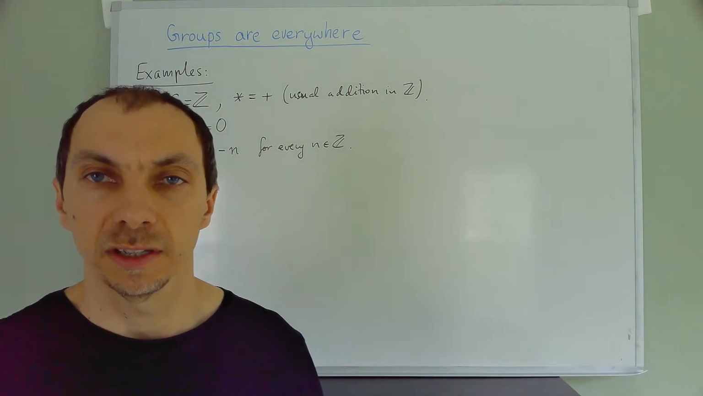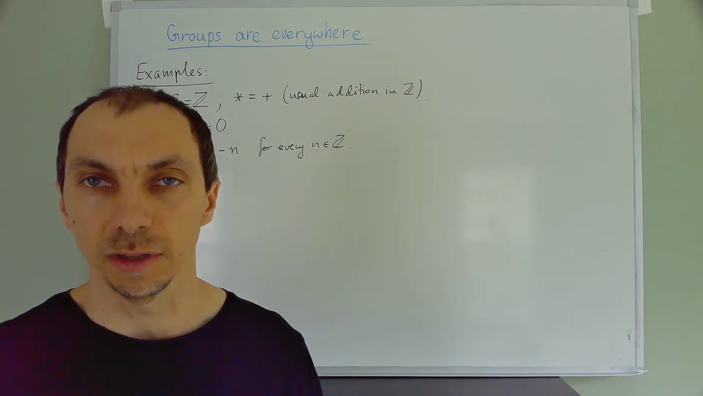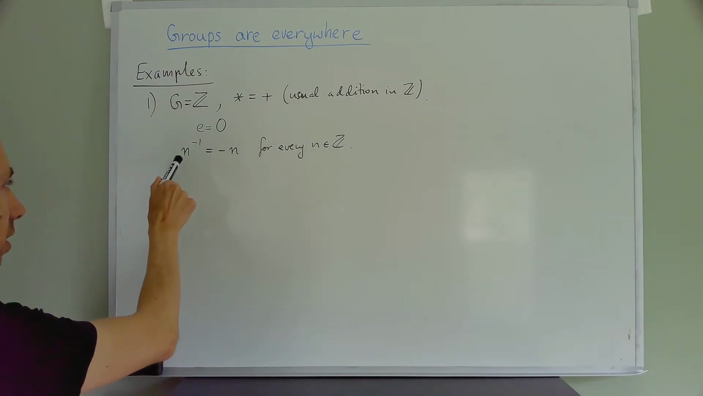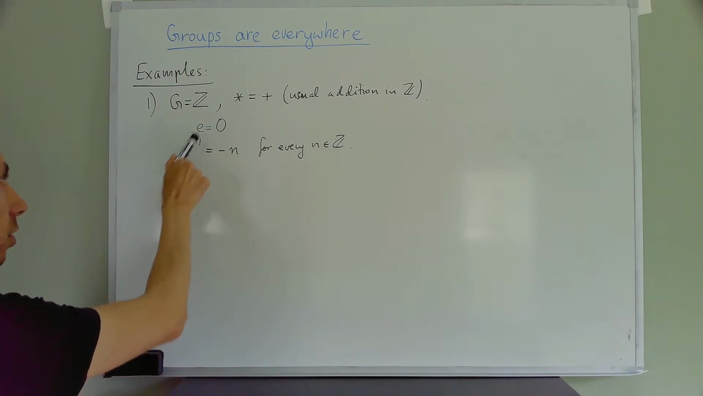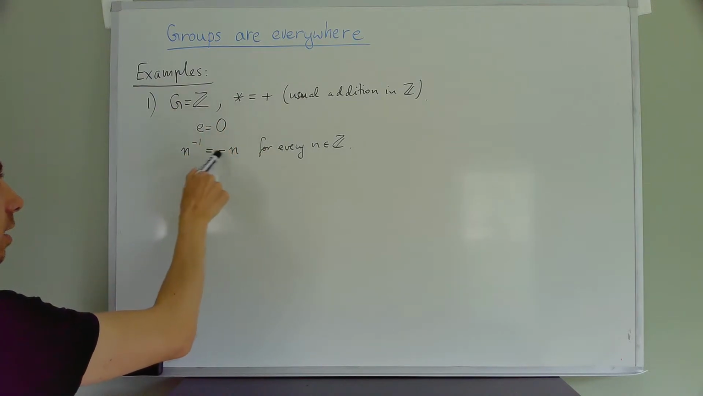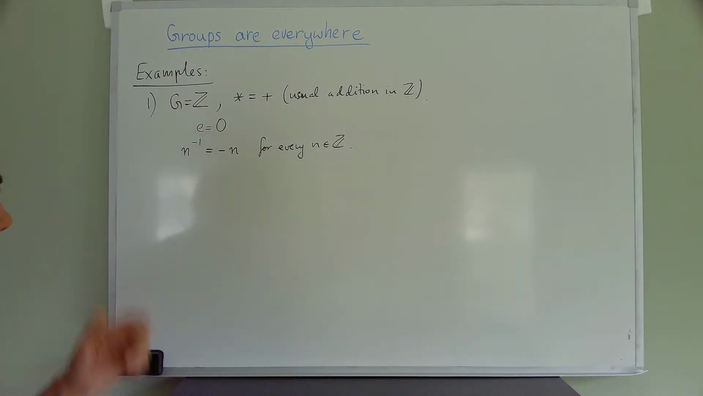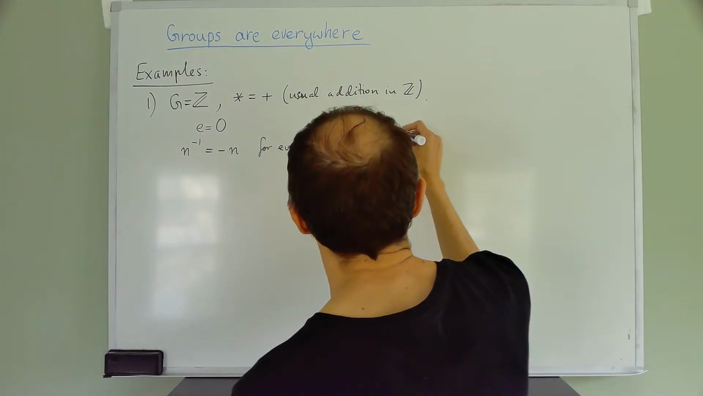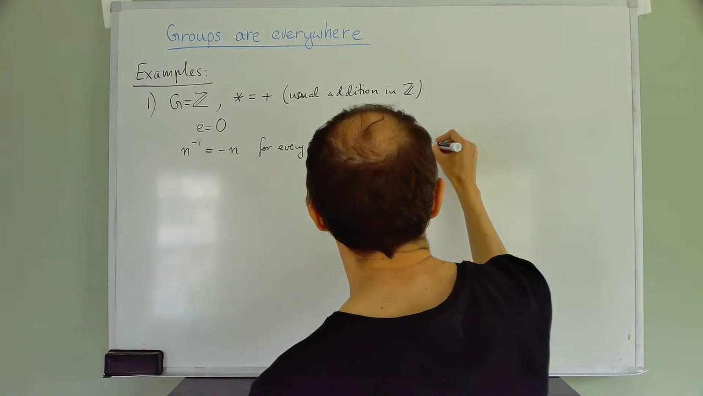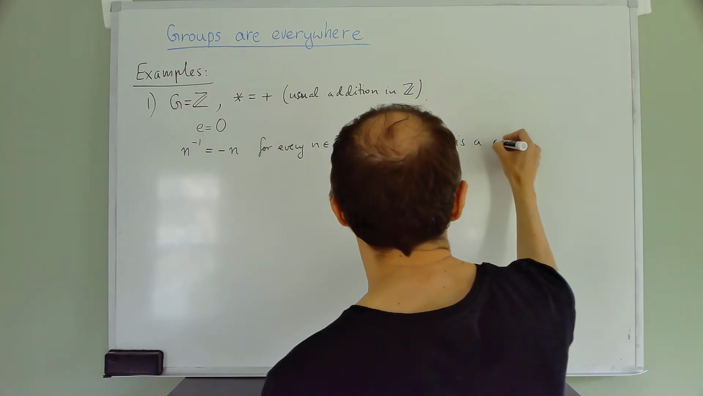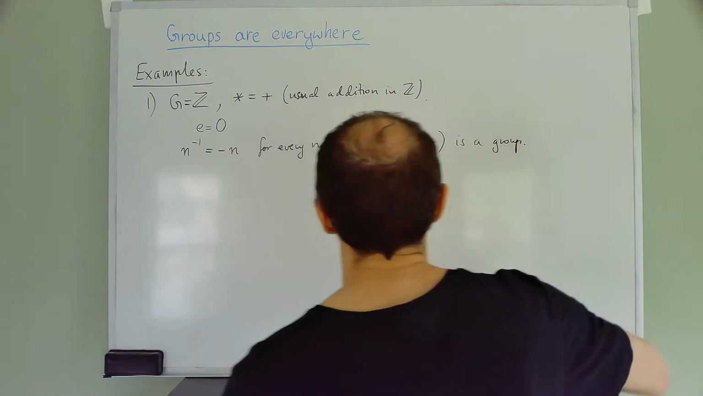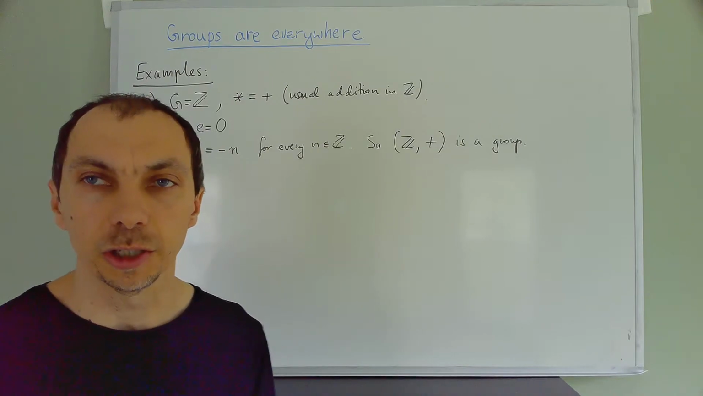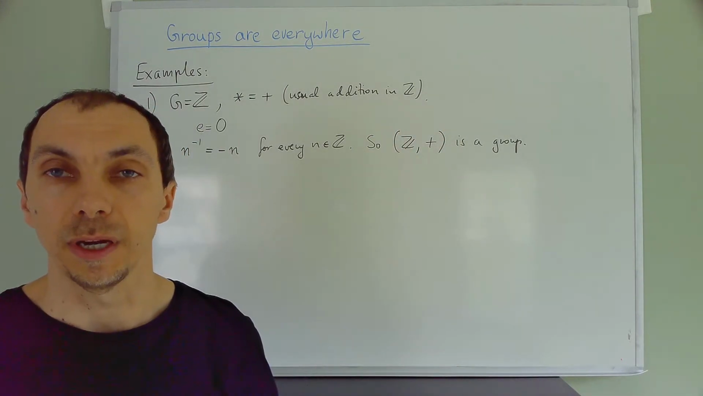So we will allow ourselves some flexibility in notation that I will explain a little later. But for now, this looks cumbersome, but what that means is the inverse of n under the star operation is the negative of n. So G is a group. So Z is a group. So Z with the operation plus is a group. Okay? Remember, a group consists of two elements, a set and an operation. So I'm just going to separate them here by a comma.